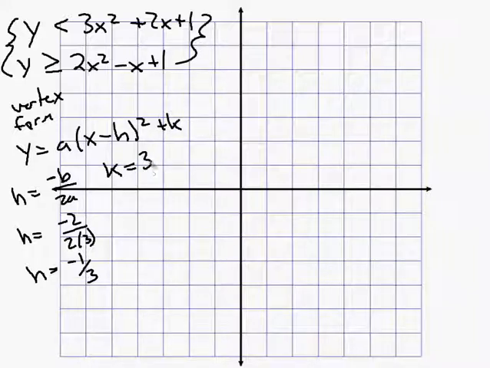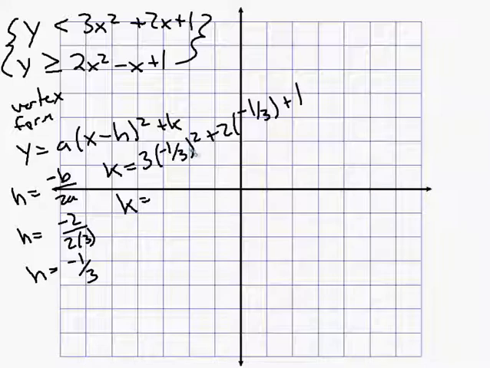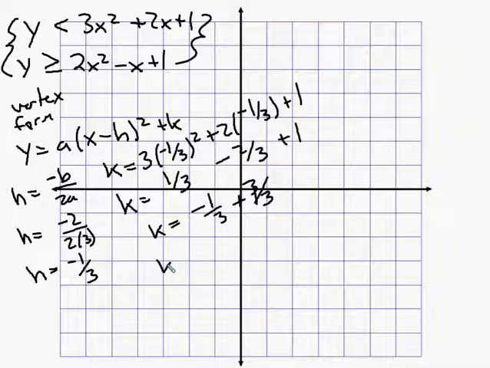So k is going to be 3 times negative 1/3 squared plus 2 times negative 1/3 plus 1. I gave you the big kahuna, so I do this. So that's 1/9, and 1/9 times 3 is 1/3. So there's 1/3 minus 2/3 plus 1. Okay, well they threw us a bone here a little bit. k equals negative 1/3 plus 1, so that's going to be 3 over 3. So k is 2/3.